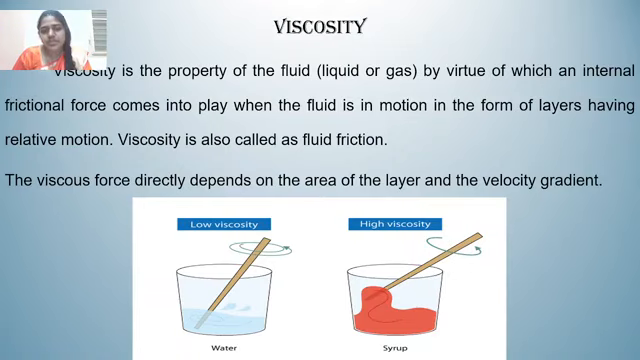To measure the pressure exerted by the fluid, a piston is used. Viscosity. For liquids, it refers to the informal concept of thickness. Viscosity is the property of the fluid in which an internal frictional force is created when the fluid is in motion. In simple terms, it is the ratio of the shearing stress to the velocity gradient of the fluid. Viscosity is also called fluid friction. The viscous force directly depends on the area of the layer and the velocity gradient.